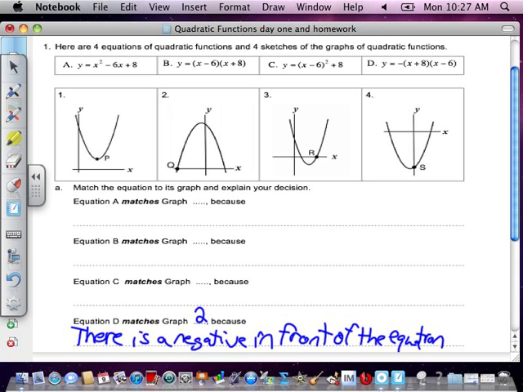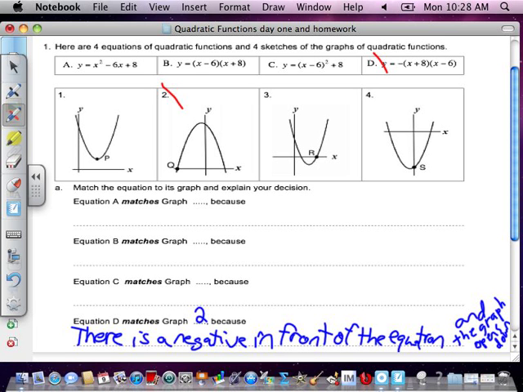And the graph's upside down. The graph opens down. Okay. So I know that now D is gone and 2 is gone. I've got those. All right. So what else do I have? Well, I'm looking at C because C is in vertex form.